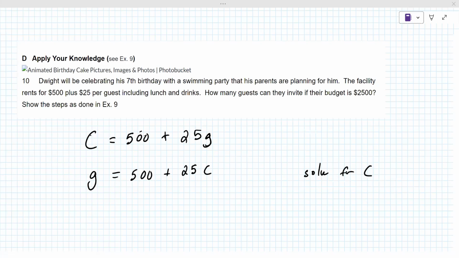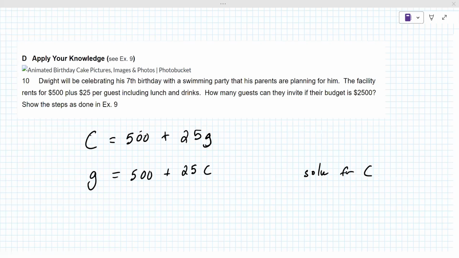But I don't know. So, do you want me to solve for C? Do you want me to bring 500 to the other side? That's right. Move the 500. Figure out what to do with the 25. Okay, so when we move the 500, that's by subtracting. So it would be G minus 500 equals 25C. Good. Keep going. You're almost there.